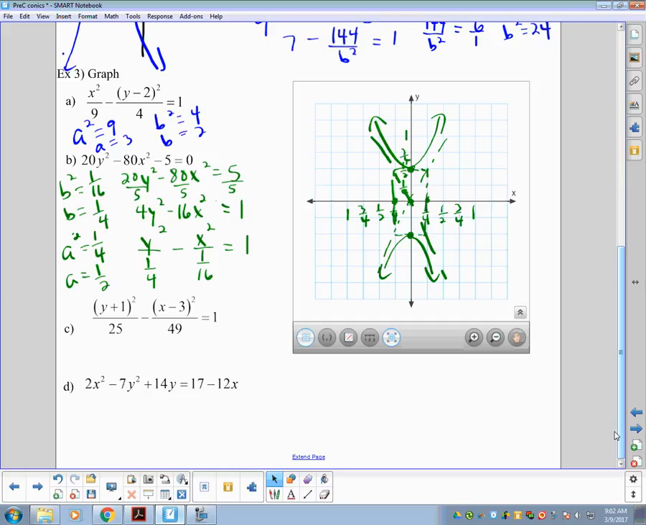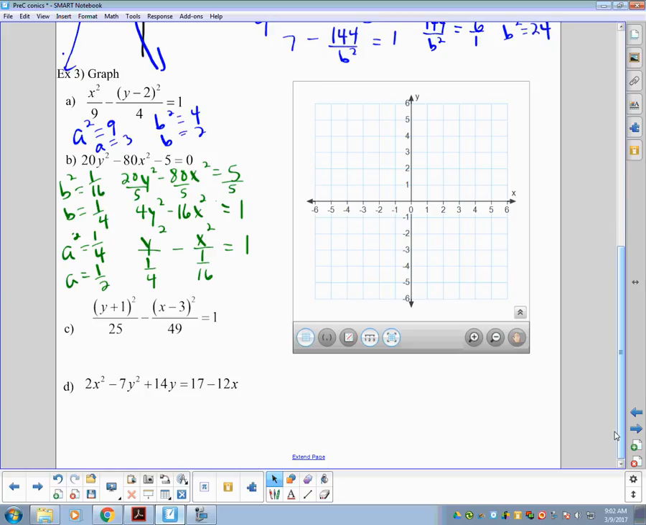Any questions on that? Start drawing the next graph. Right. Let's bring the numbers back in. This one is going to open up or down? Up, yeah. So we've got a 3, −1 is our center. a is equal to 5, b is equal to 7.